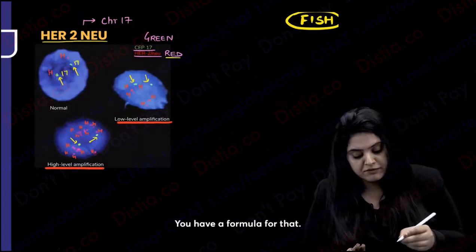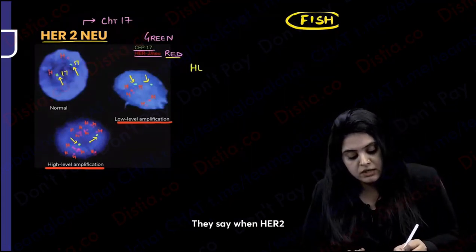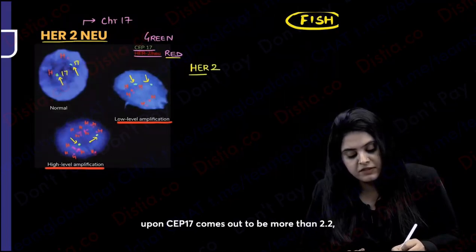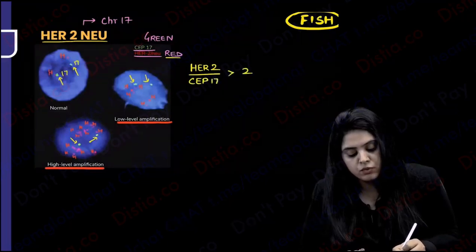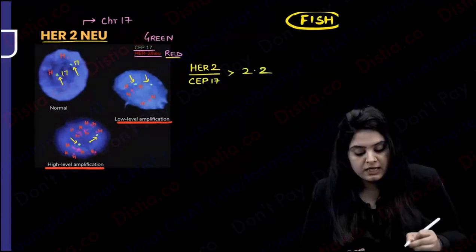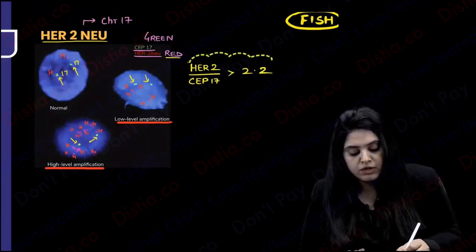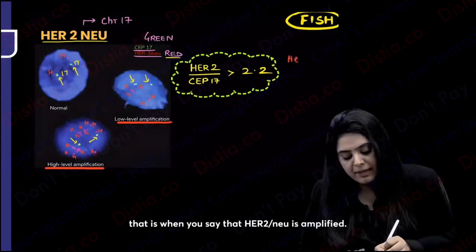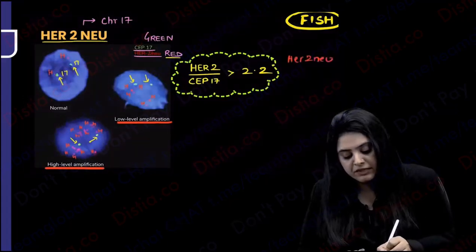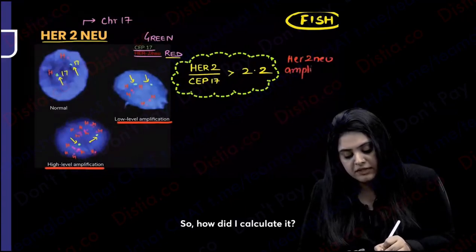You have a formula for that. They say when HER2 upon CEP17 comes out to be more than 2.2, that is when you say that HER2/neu is amplified.